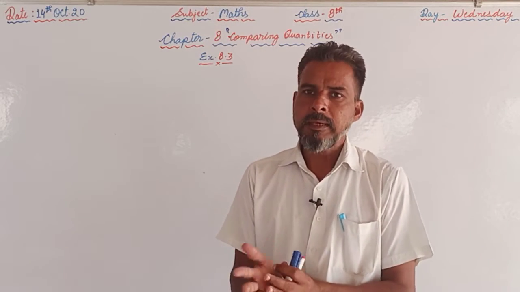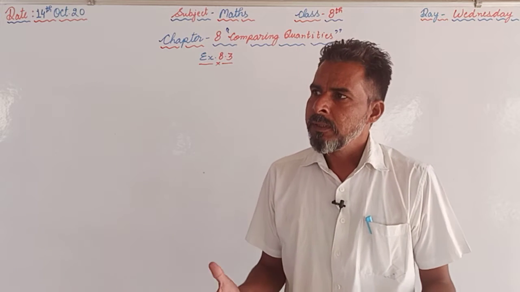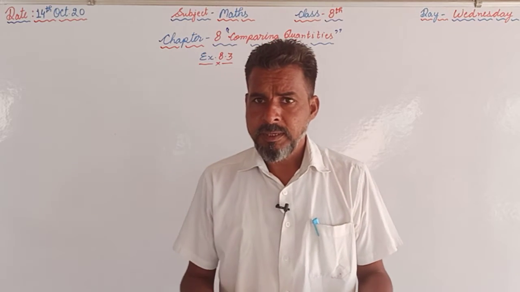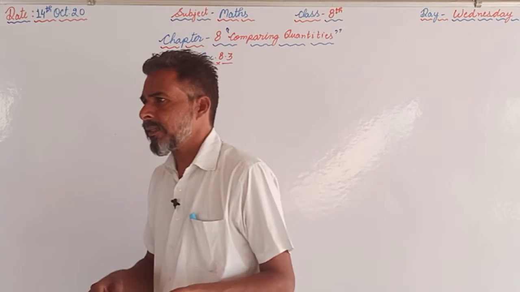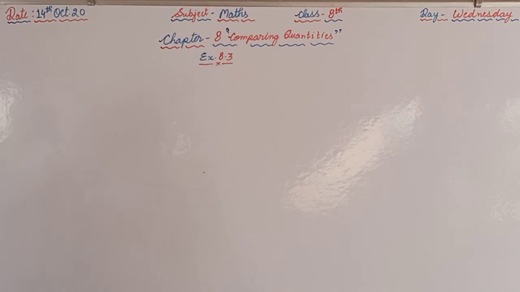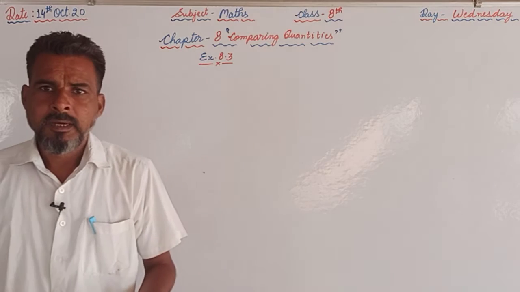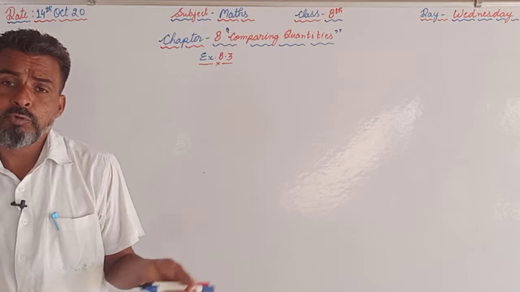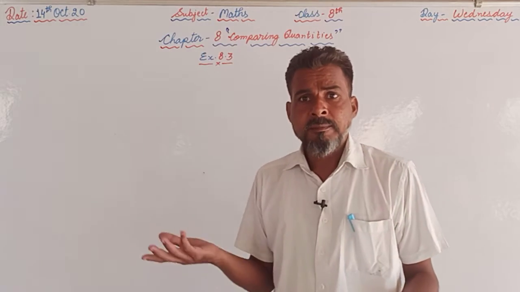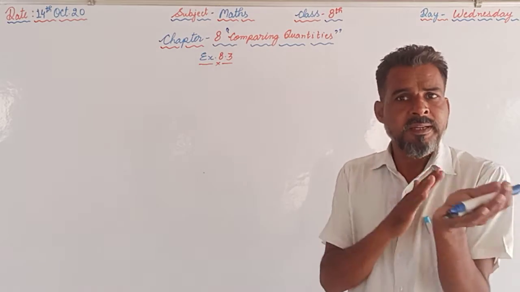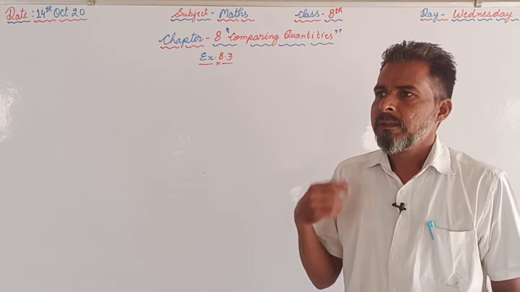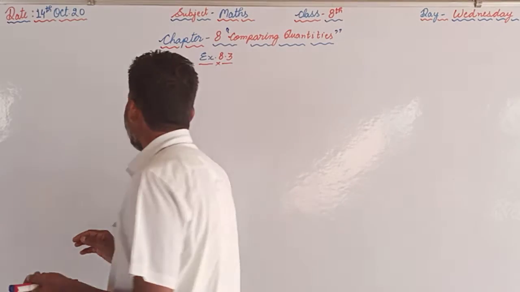This video is for class 8th and the subject is maths, and we are continuing the same chapter, chapter number 8, comparing quantities. Yesterday we started exercise 8.3 and discussed question number 1, in which we have to find the compound interest in different parts. In some of the questions we are supposed to calculate the compound interest annually, and in some half yearly. So different formulas are there, as we discussed yesterday. Today we will proceed to question number 2 of exercise 8.3.